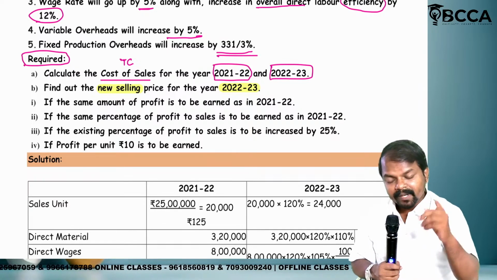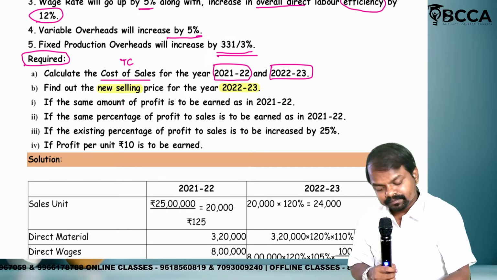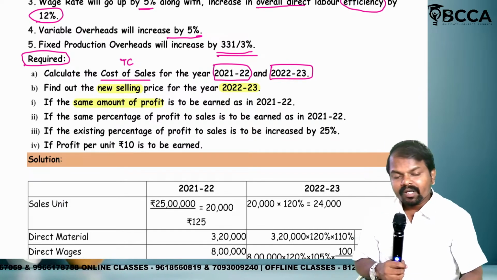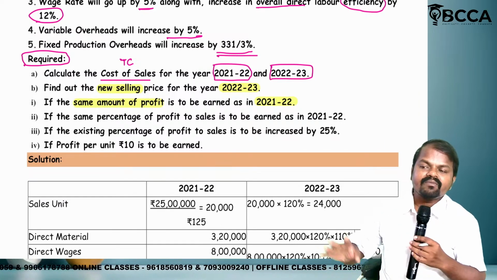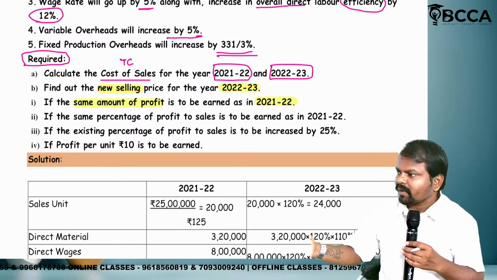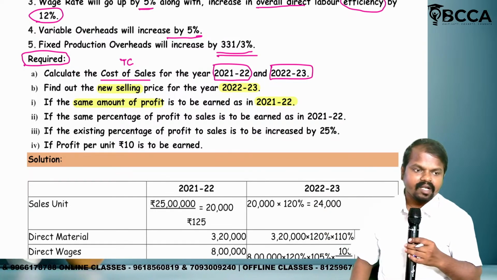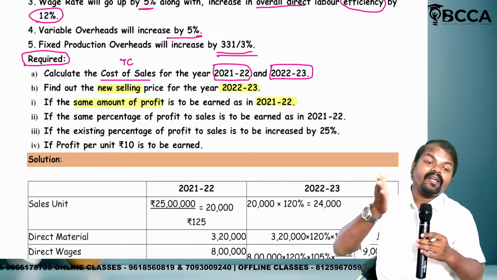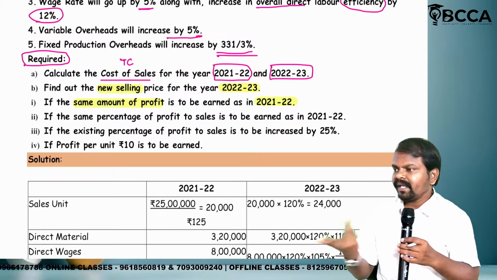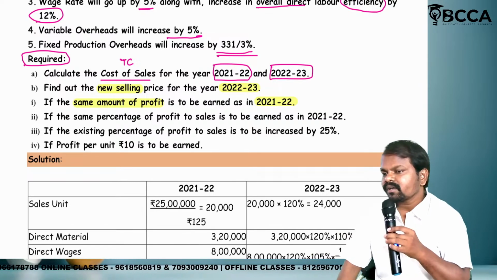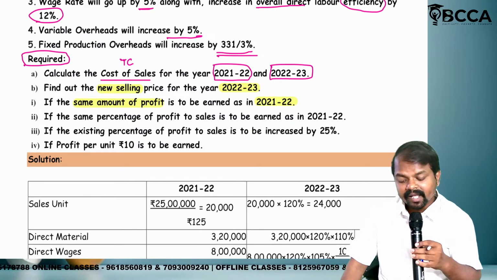Case number 1, let us read. If the same amount of profit earned in 21-22 is expected, it means whatever profit we earned last year, we expect this year also. Otherwise, whatever current year profit is earned, that profit is expected in next year. Clear? What is question number 2 asking?